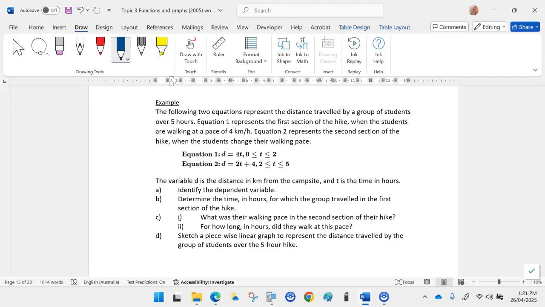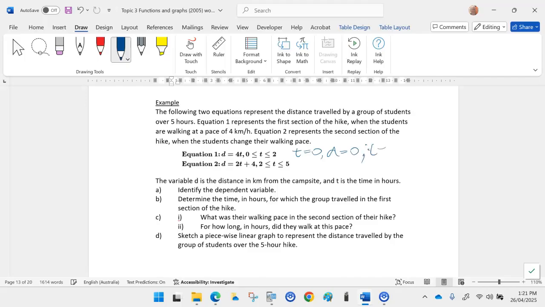So for the first part of the section, it says d is equal to 4t, and it's between values of t is 0 and 2. So if I had, for this first section, t is equal to 0, what distance have they covered? Well, if I put t is equal to 0 into this, that would be 4 times 0. The distance covered would be 0.